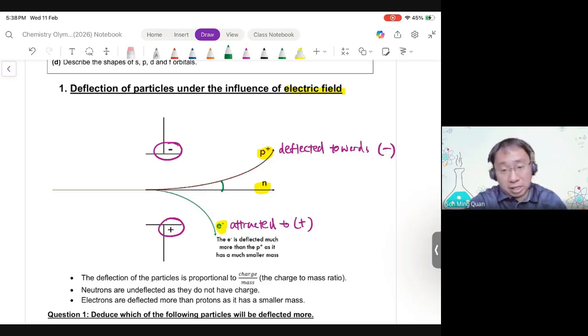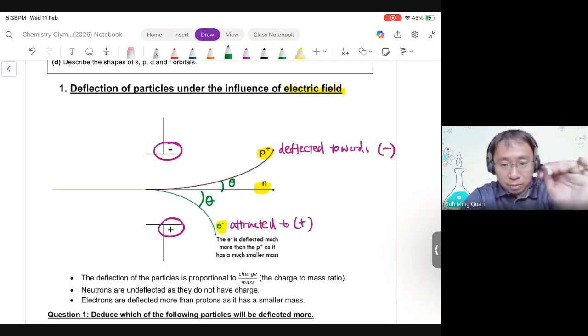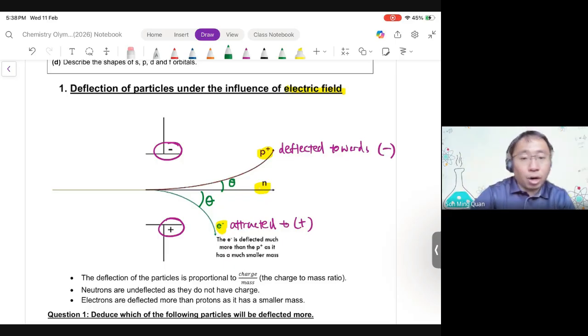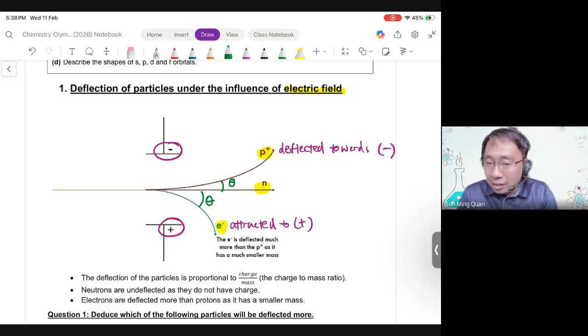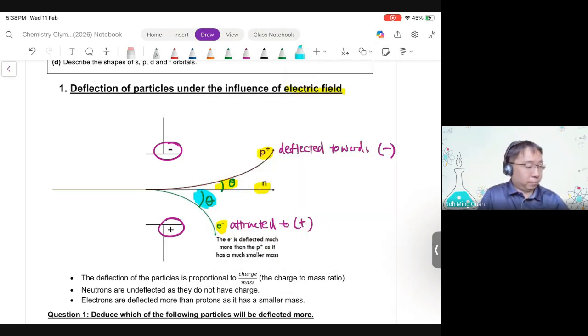I think what needs more examination are the angles of deflection. The angles are given this symbol theta. So the angle of deflection, theta, clearly doesn't seem to be the same here and here, right? You can see that the angle of deflection for a proton is smaller than the angle of deflection for an electron. So we can say protons are deflected less than electrons.